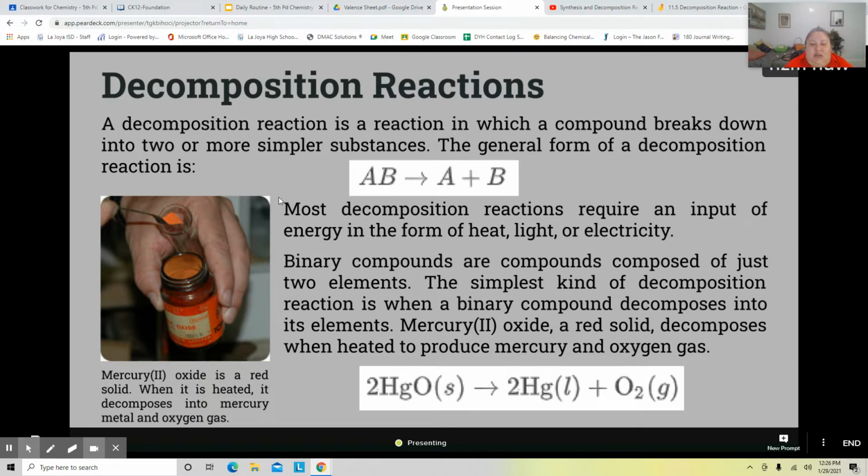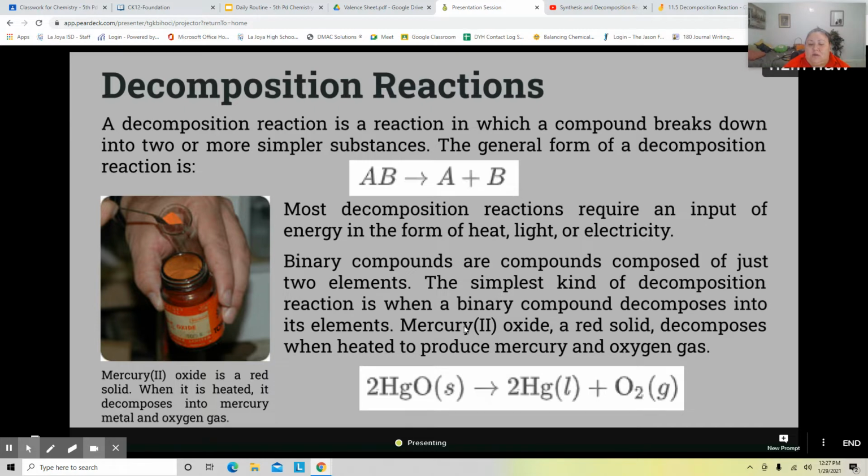The first thing, most of these types of reactions require some form of energy in order to occur. And that could be in the form of heat, light, or electricity. So you have to apply some type of energy source. Binary compounds are compounds composed of two elements. The simplest kind of decomposition reaction is when a binary compound decomposes into its elements.